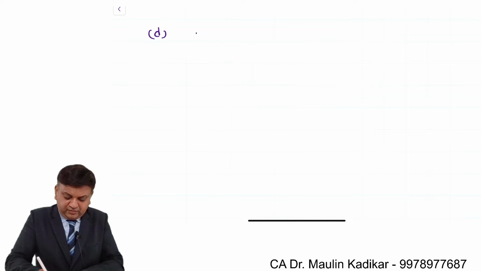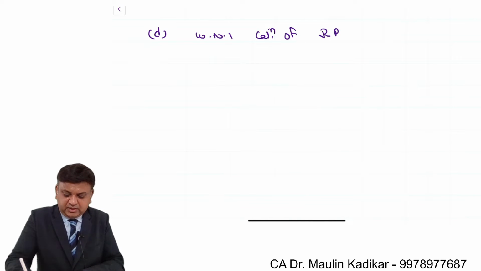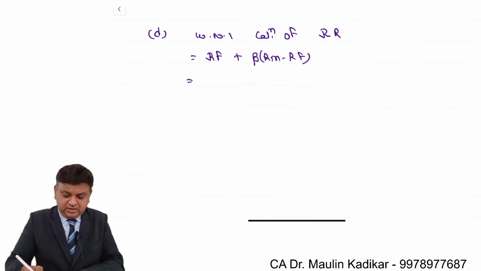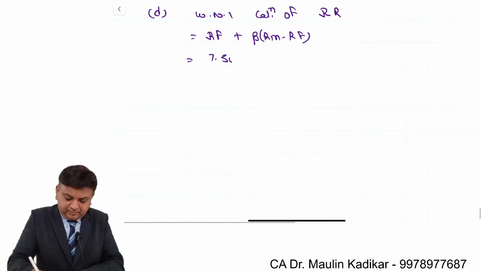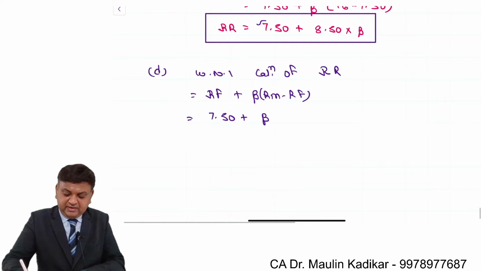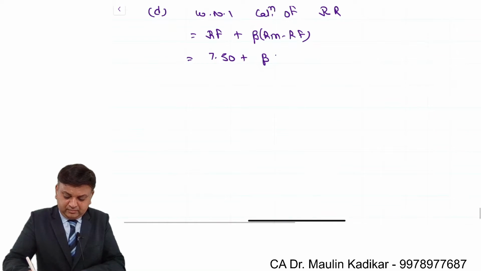In that, working note number 1: calculation of required rate of return. How will it be found? It is RF plus beta into (RM minus RF). This is a simple formula. Risk-free rate of return is 7.5, plus beta, which we do not know yet, times (RM minus RF), which is 8.5.